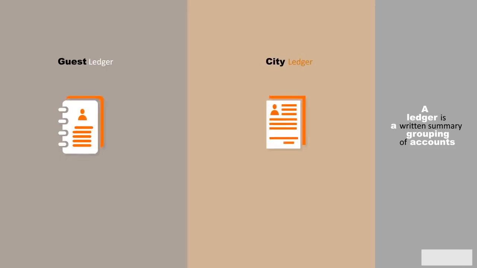Ledger. A ledger is a summary grouping of accounts. Front office ledger is a collection of front office account folios. A ledger is divided into guest ledger, which is only maintained for guests, and city ledger, which is maintained for non-guests.